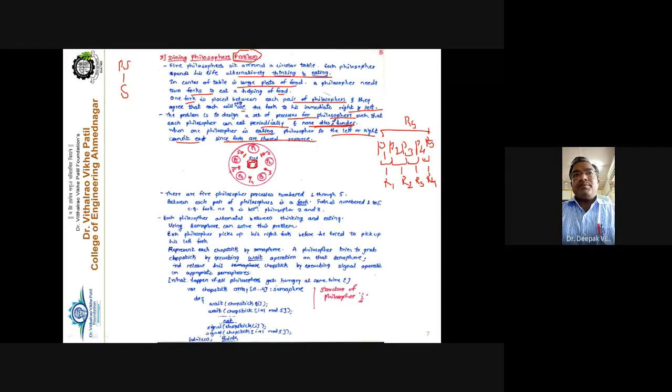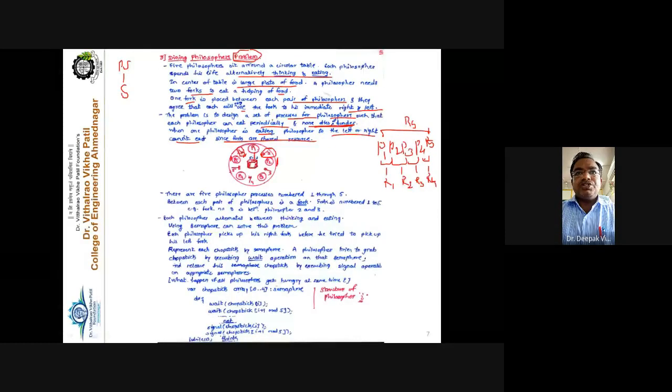So meaning is that when the philosopher P1 is trying to eat the food, it has to pick this particular fork 1 and fork 2, or spoon 1 and spoon 2. At the same time, the P5 philosopher or P5 process or P2 process have to wait, because they don't have a fork or a spoon to eat, right? So this fork or spoon are nothing but your shared resources.